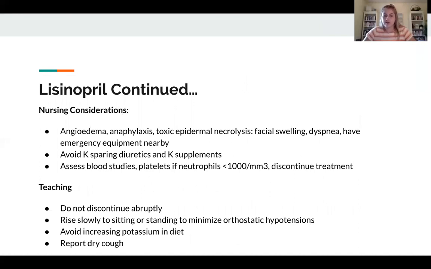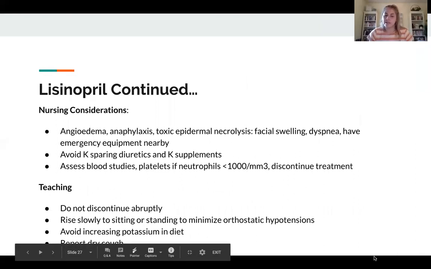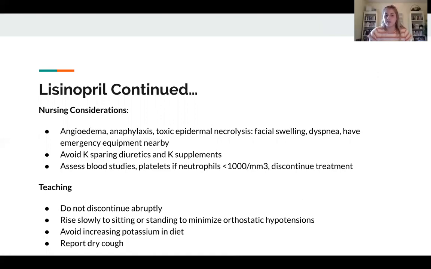So some nursing considerations is angioedema, which is swelling of the face, and anaphylaxis. And so if that happens, they will need to be taken off it right away. And the dry hacking cough, and to avoid potassium-sparing diuretics and potassium supplements, and to assess the CBCs to look at the neutrophils. And you need to teach your patient to not discontinue abruptly and to rise slowly to prevent syncope, and then avoid increasing potassium in their diet, and to report the dry cough.